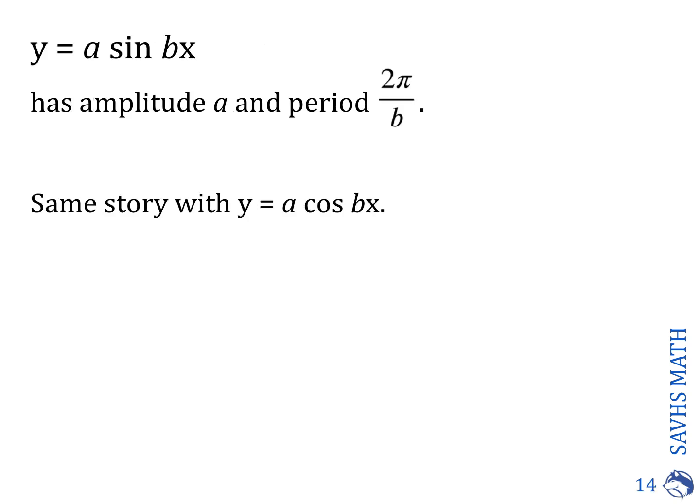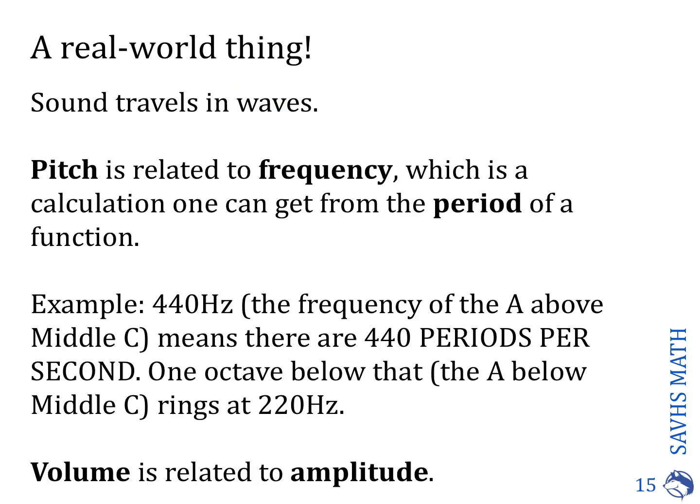What we figured out on Desmos is that the functions y equals a sine bx and y equals a cosine bx both have amplitude a and period 2 pi divided by b. The b is what's in here, and the a is right here. The period is something we have to do a calculation on, but the amplitude we can just look at and figure out. Not the graph, the function.